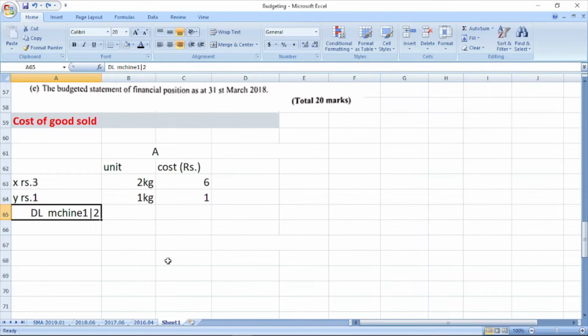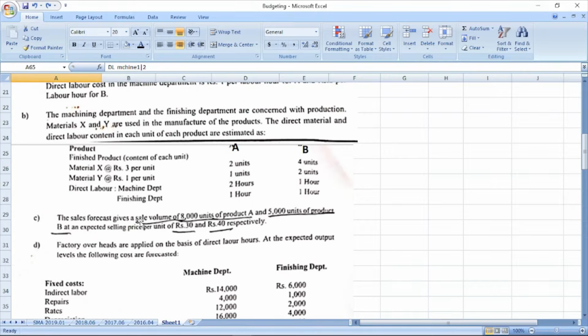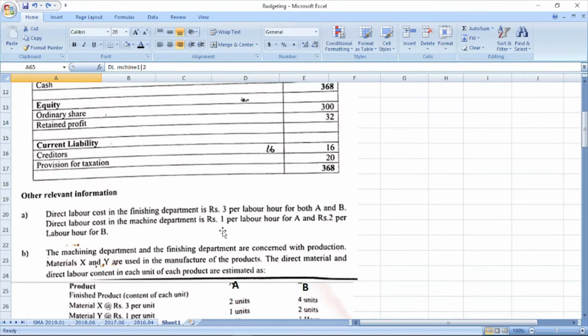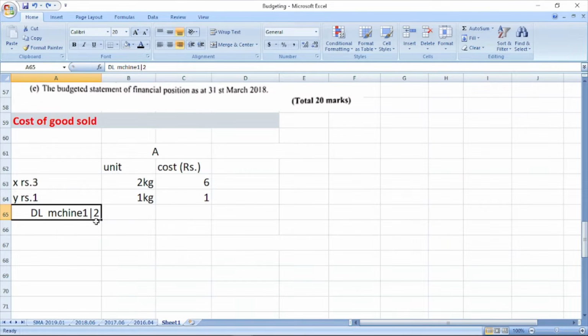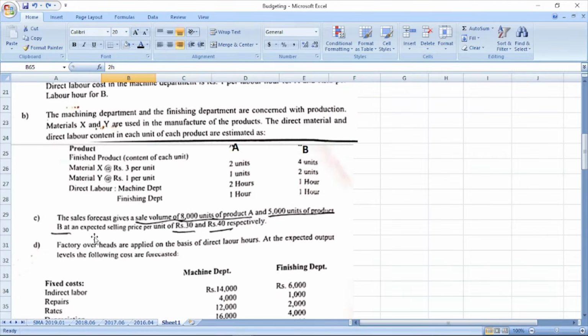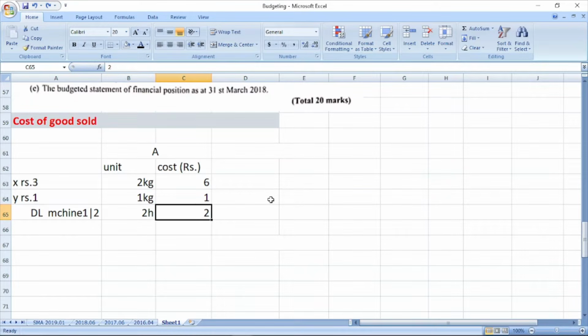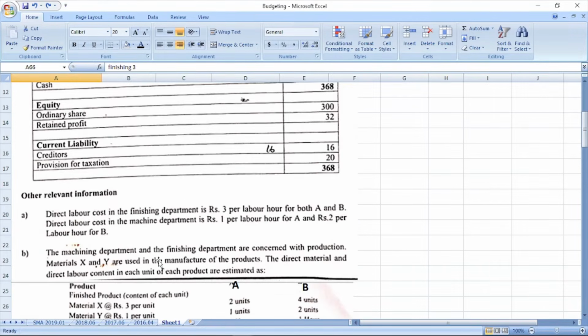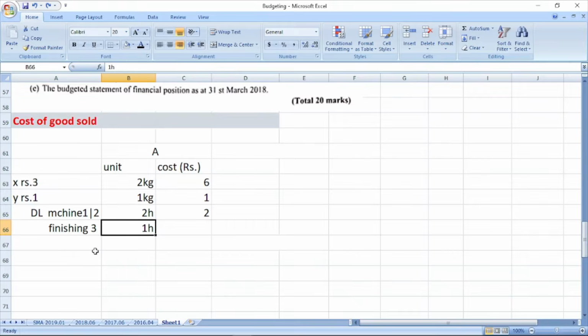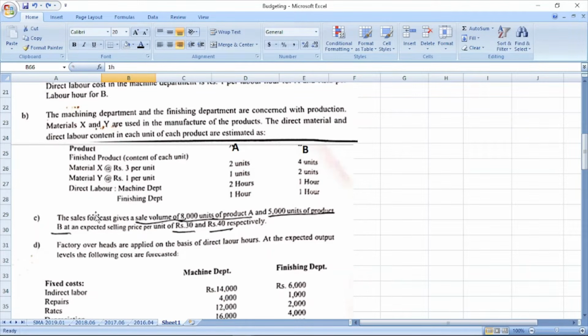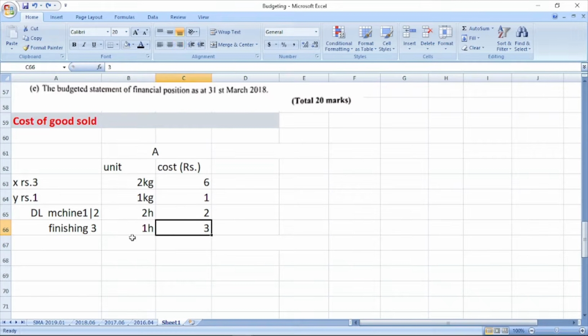Next, direct labor machine. It is 1 rupee per labor hour for A and 2 rupees per labor hour for B. For A product direct labor, it is 2 hours, so 1 rupee into 2, it is 2. Next, finishing. For finishing, they mention the finishing department is 3 rupees per labor hour. So 3 rupees. We need 1 hour for finishing department for product A. So 1 hour into 3, it is 3 rupees.